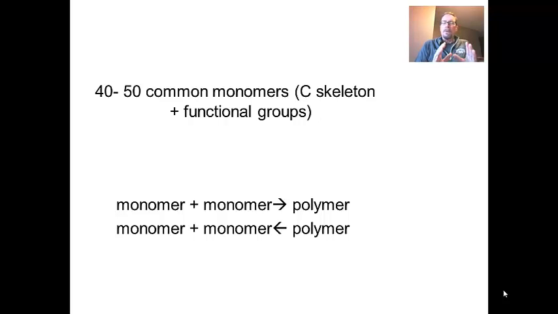Of course, the first thing to say is the macromolecules that we're going to talk about: proteins, lipids, carbohydrates, nucleic acids. Those are the main large functional molecules that control structure, energy, genetic code, steroid production, hormones, all the things that living organisms need to keep working. There are 40 to 50 common monomers, with a carbon skeleton and functional groups.